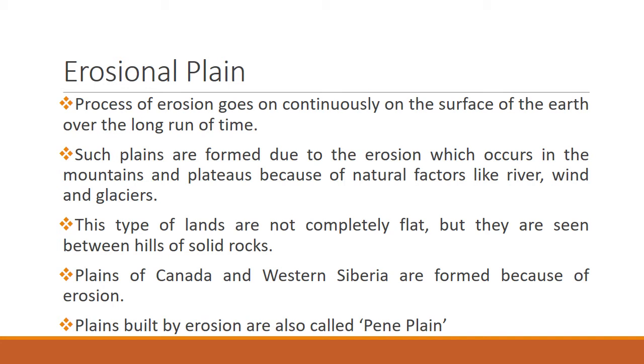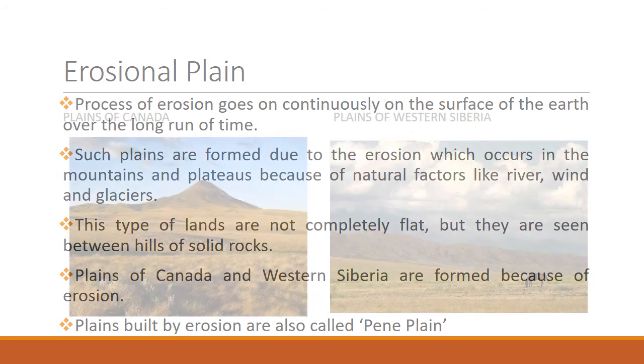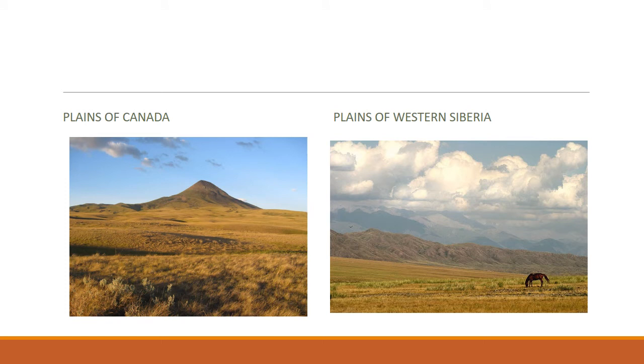Plains of Canada and western Siberia are formed because of erosion. Plains built by erosion are also called peneplain. Let's have a look at the plains of Canada and plains of western Siberia. These are the erosional plains.